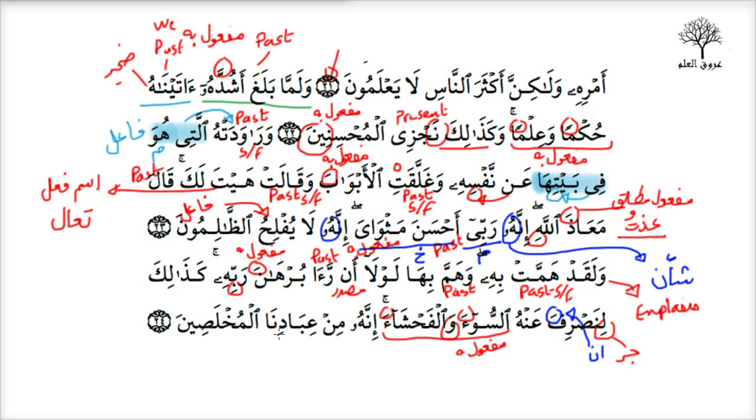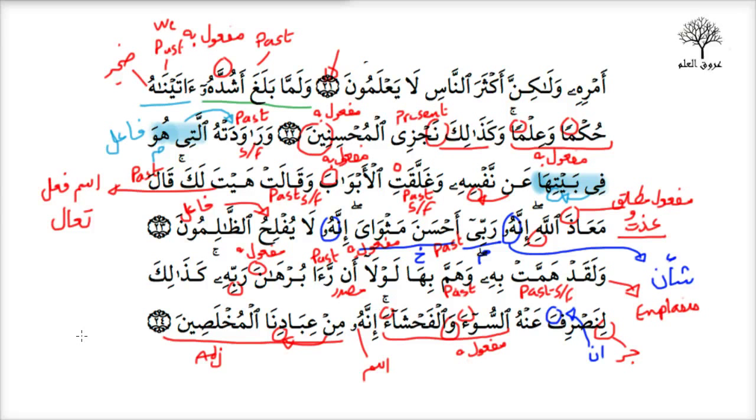Innahu min ibadina. This hu is actually ism of inna. Min ibadina al-mukhlasin is the adjective, sifa of ibadina, and min is mutalik to thabitun. So innahu min ibadina al-mukhlasin, fijar. Okay, so that's that. Let's look at the translation of this verse now.